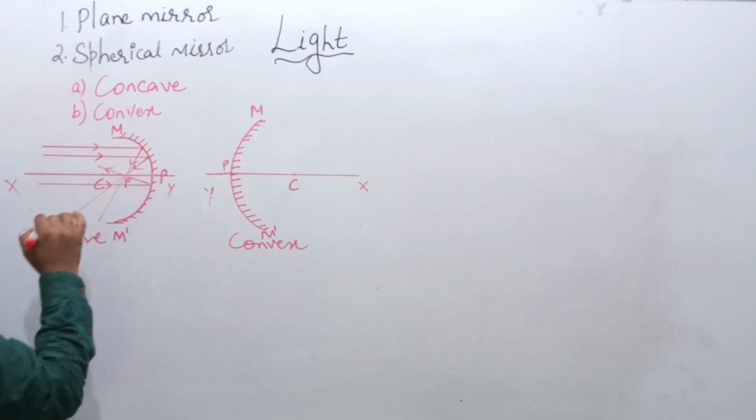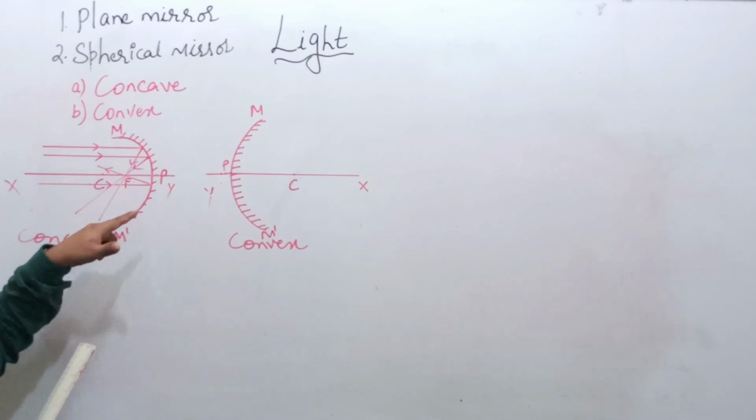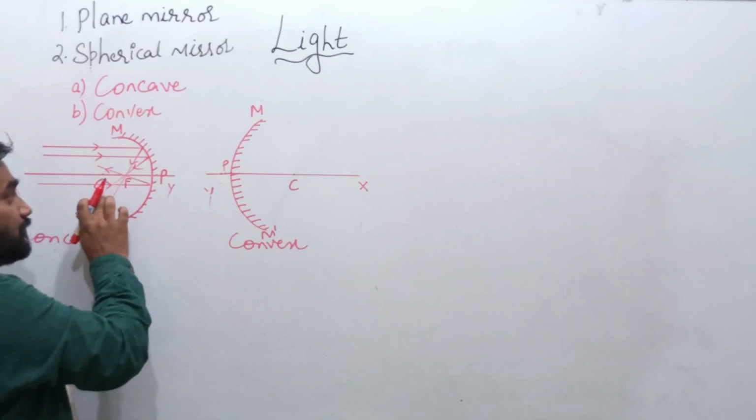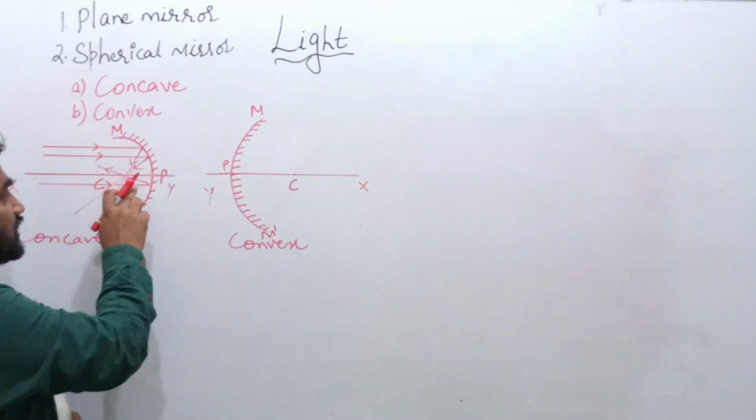And all these reflected rays are meeting at one point, and this point we call the principal focus. So F is the principal focus, and this F is the midpoint of CP. What is CP? CP is the radius of curvature.